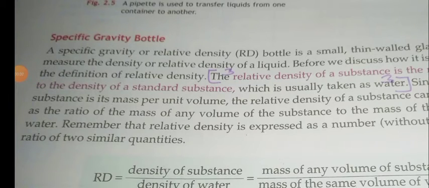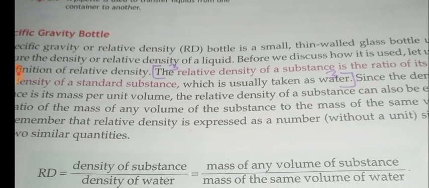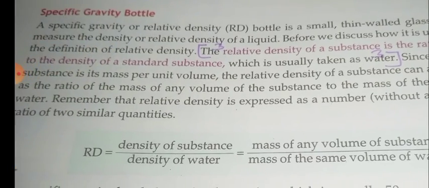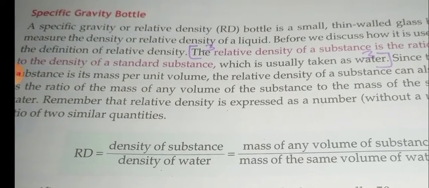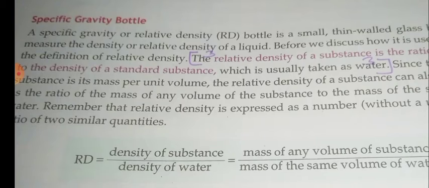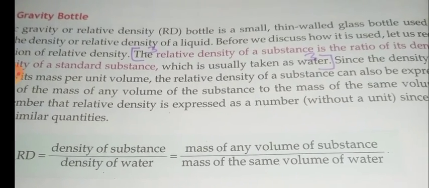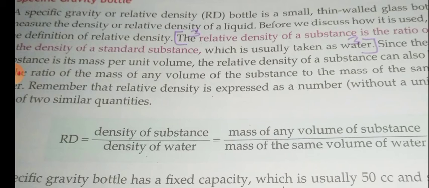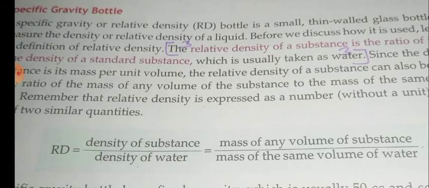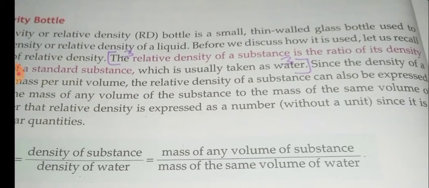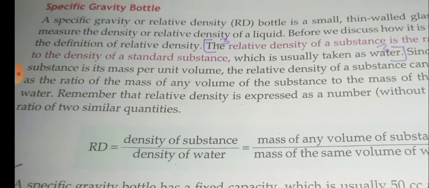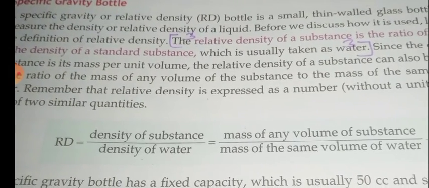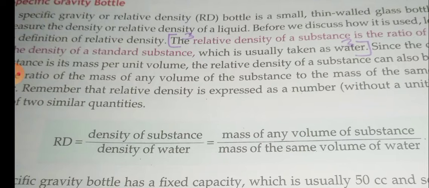The next topic is the specific gravity bottle. A specific gravity bottle, or relative density bottle, is a small thin-walled glass bottle used to measure the density or relative density of a liquid. Before we discuss how to use it, let us recall what relative density is. The relative density of a substance is the ratio of its density to the density of a standard substance, which is usually taken as water.